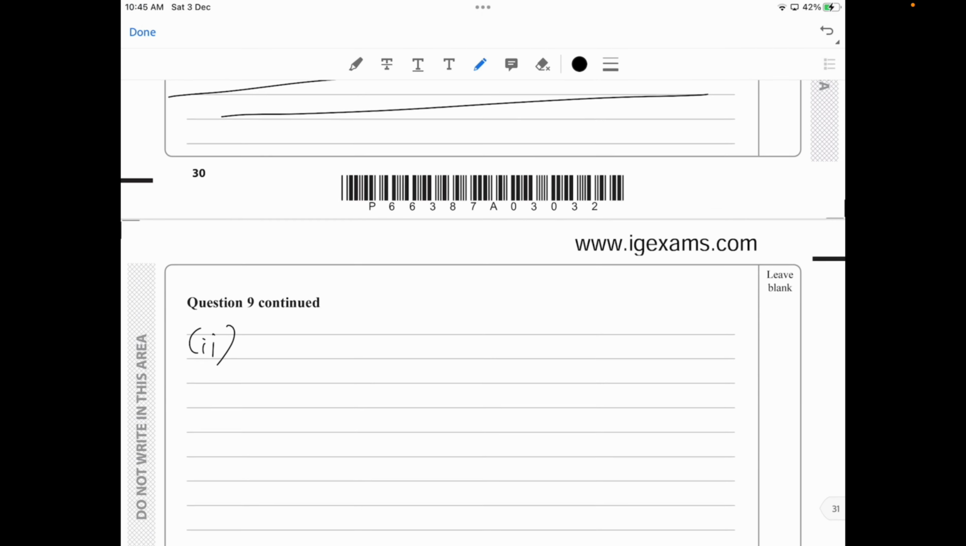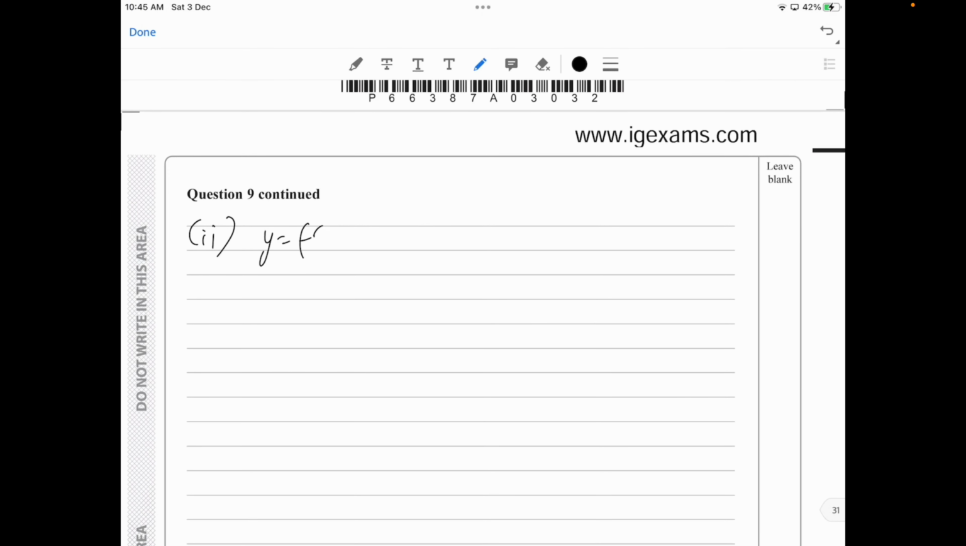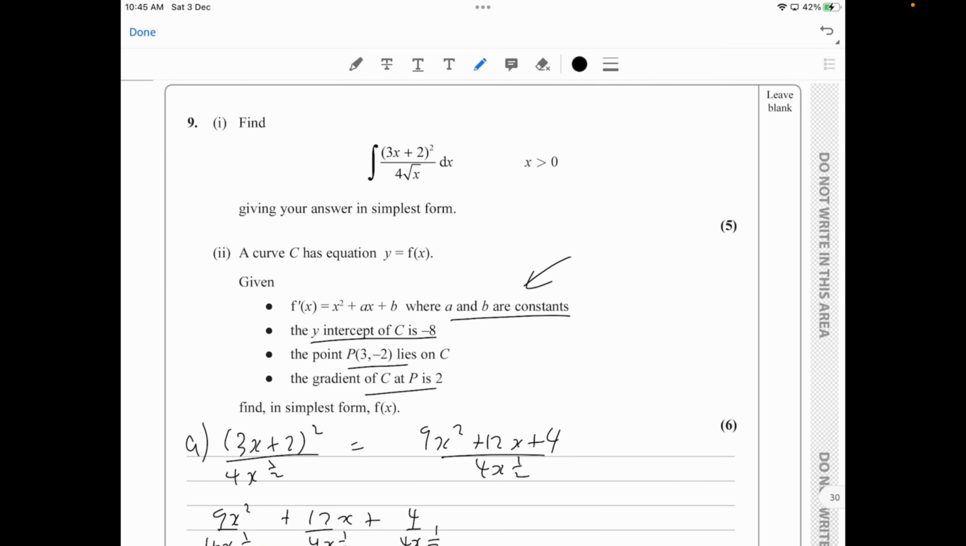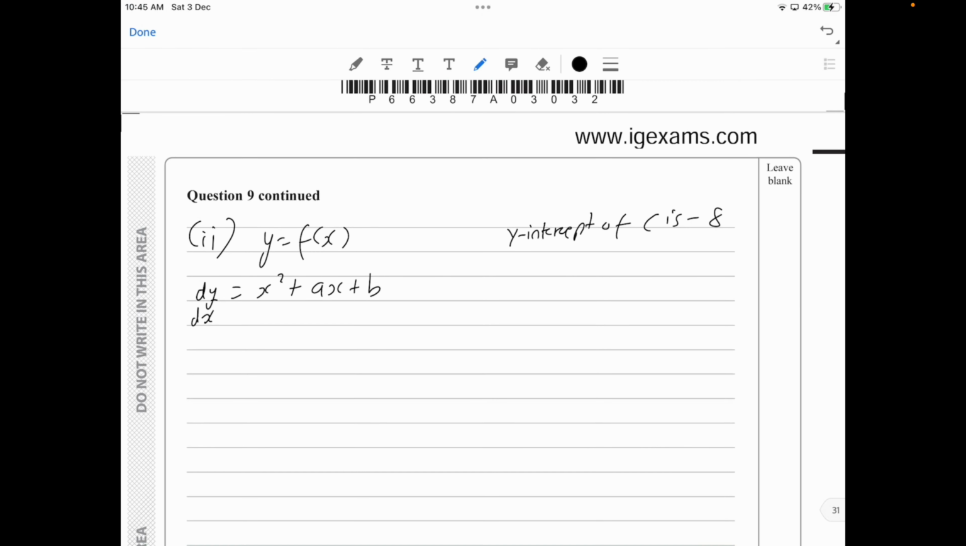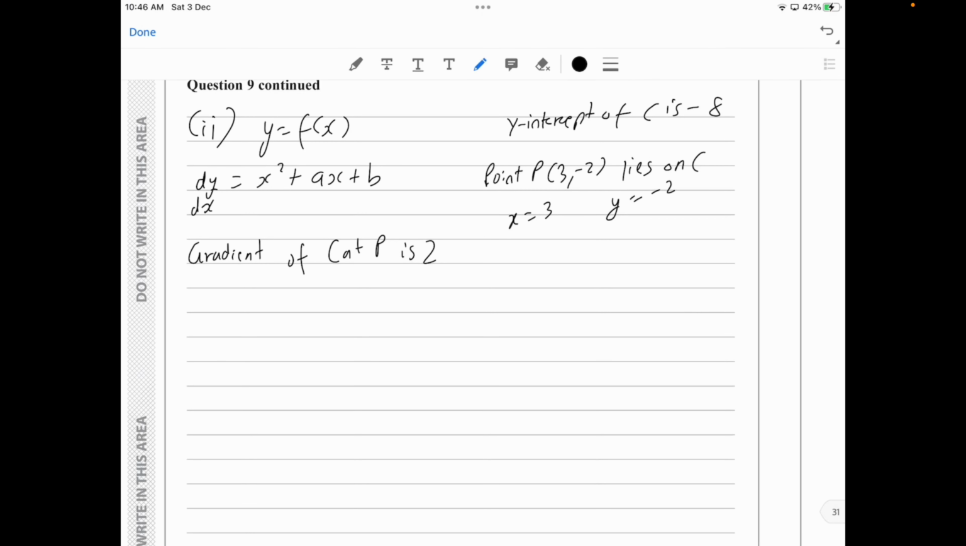So what we're going to do is write down all the values, of course. So y is equivalent to f of x. The y-intercept of c is negative 8. We know the dy over dx expression is x squared plus ax plus b. By the way, all of these I'm getting from the question itself, from above. And we know that point p, (3, 2), lies on c. We know x is equivalent to 3 and y is equivalent to negative 2, and we know the gradient as well. We know the gradient of c at p is 2. All right, so we know that the value is 2.